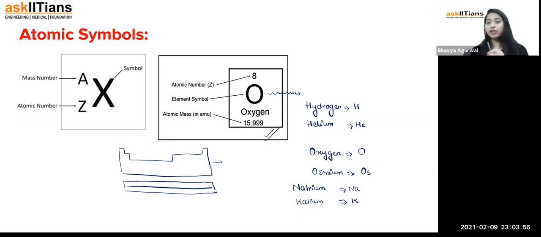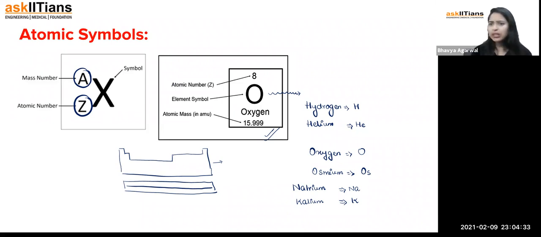Now, in these symbols, we do two things. We use subscript and superscript to define certain things about these elements. So I use the subscript, which is the atomic number, and the superscript, which is your mass number. This atomic number is represented by the symbol Z, whereas the mass number is represented by the symbol A.